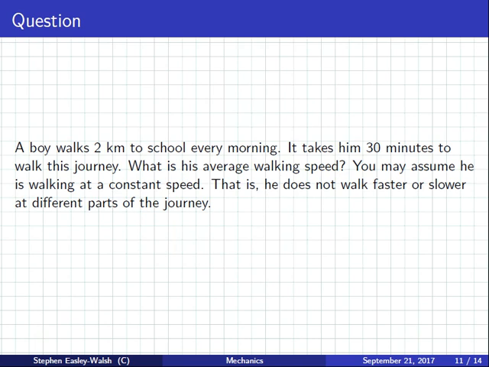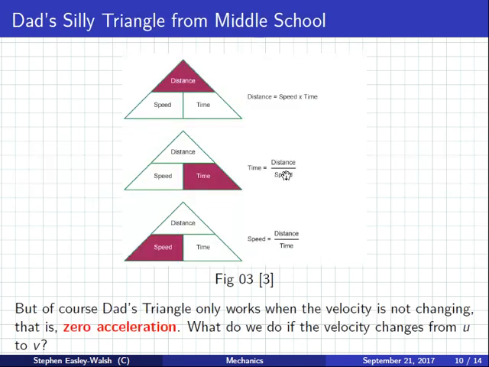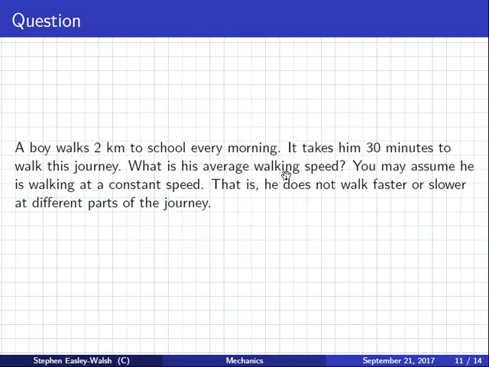Okay, let's have a look at an example here. A boy walks 2 kilometers to school every morning, and it takes him 30 minutes to walk this journey. What is his average walking speed, assuming he walks at a constant speed? That is, he does not walk faster or slower. Okay, so this is a question that just needs the triangle here. Can you give me the boy's speed in meters per second? So he walks 2 kilometers in 30 minutes. What's his speed?